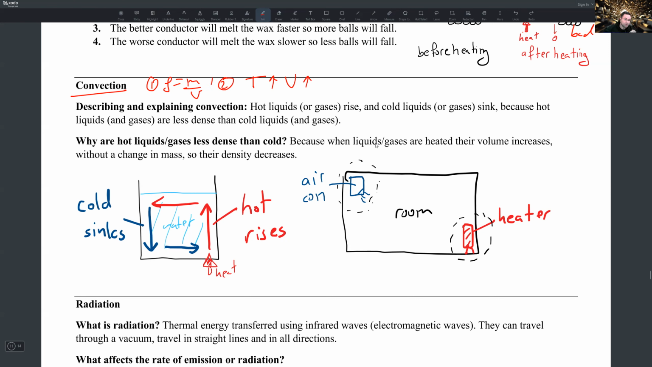If I put these two together, if you heat something and the volume increases, but the mass doesn't change, the density will decrease. Again, if you heat something and the volume increases, the density will decrease. It will be less dense. And if it's less dense, remember, things that are less dense float in a liquid or even a gas. And things that are more dense sink in a liquid or even a gas.